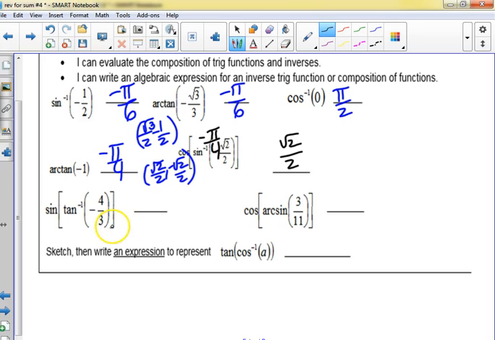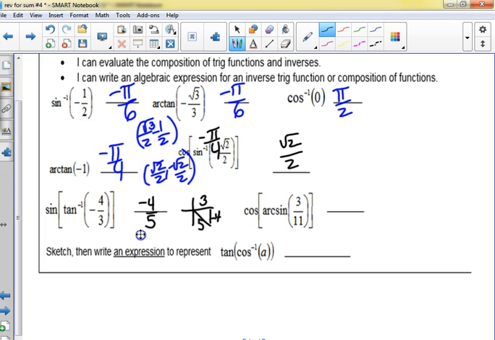All right, what's going on in these two questions? You have to draw and you have to figure out which quadrants. Arctangent, or inverse tangent, is negative, so I know I'm in quadrant 4. Where do I put the 4 and the 3? Opposite over adjacent, or y over x, which one is negative? Then I do the Pythagorean theorem and get a nice 5 for this one. What's the sign? Negative 4 over 5.